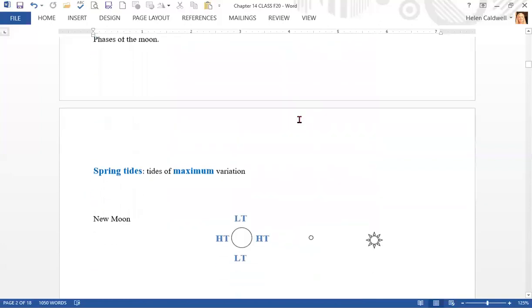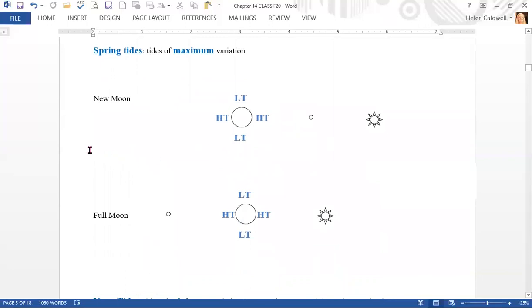Okay. So spring tides are tides of maximum variation. That means the high tide is as high as it's going to get, the low tide is as low as it's going to get. And that happens at the new moon and the full moon, because that's when the moon and the sun line up with each other. And it's like a tug of war. They both pull on the water, and it results in a maximum high tide. So again, if you line up your pencil, this is the Earth, you line up your pencil so that the Earth connects to the moon, that's the line the high tide falls on. And at 90 degrees to that, you'd have low tides.